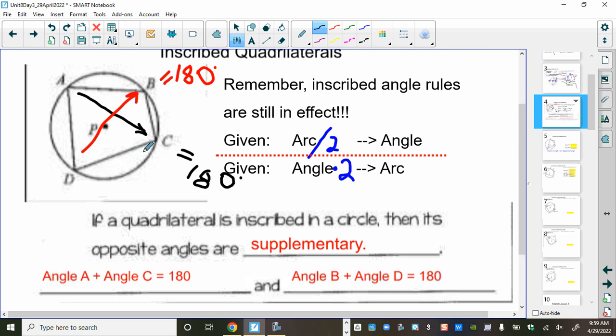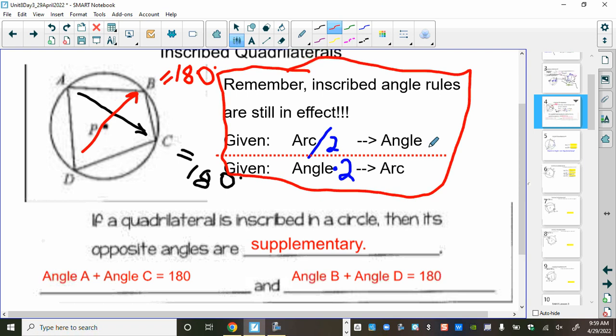All right, questions. So that's basically what we have going on here. If you have a quadrilateral of any type inside the circle, opposite angles add up to 180. But your inscribed angle rules are still in effect. So if you're given the arc, divide by 2 to get your angle. If you're given the angle, multiply by 2 to get your arc. So whatever this angle is here, you double it to get the arc.